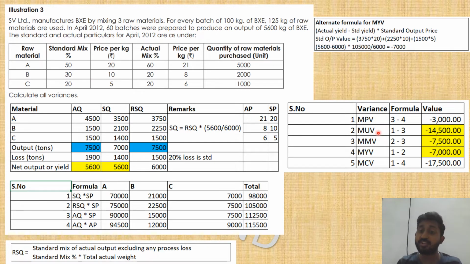Next comes the material usage variance. So change in the usage. What is it? (Standard quantity minus actual quantity) multiplied by the standard price. Next comes the material mix variance and material yield variance. So what is material mix variance?